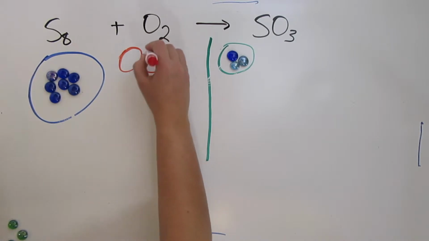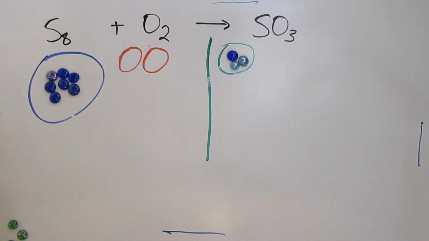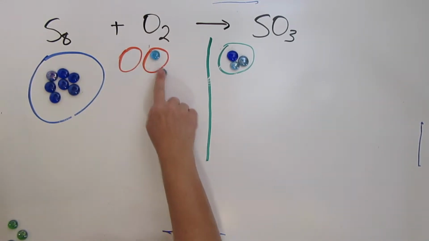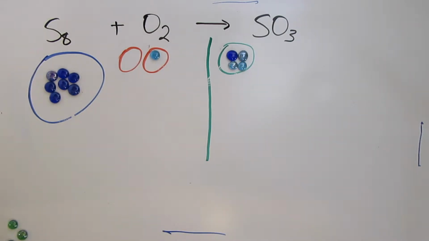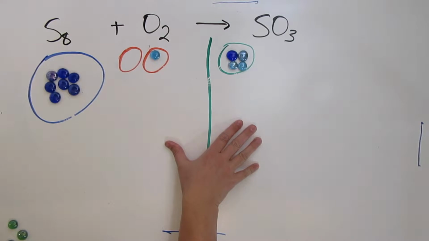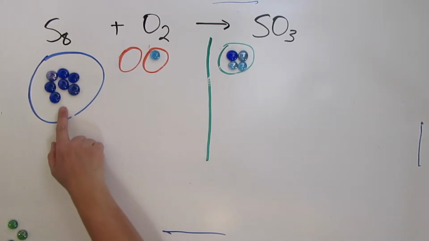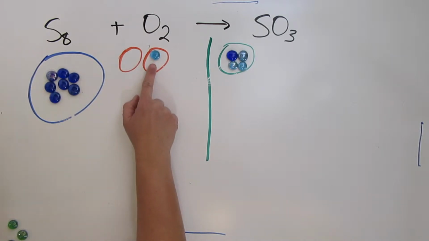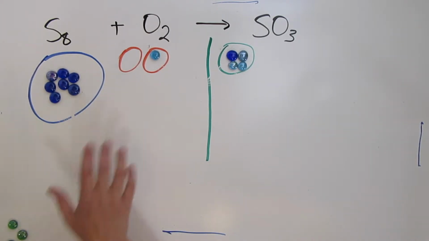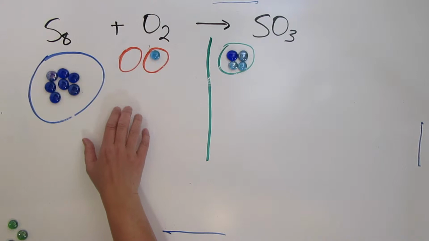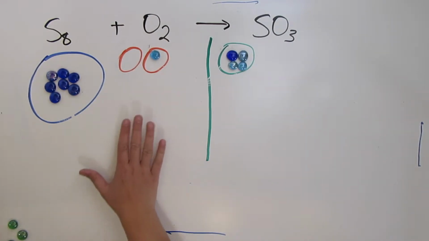So we're going to need, obviously, another package of oxygen at the start to get our 3rd oxygen in our SO3 package. Now, if you look at what's going on here, we can't be done because we still have 7 sulfur atoms and we still have 1 unused oxygen atom. We need to use up all of our reactants or ingredients for this to be balanced.